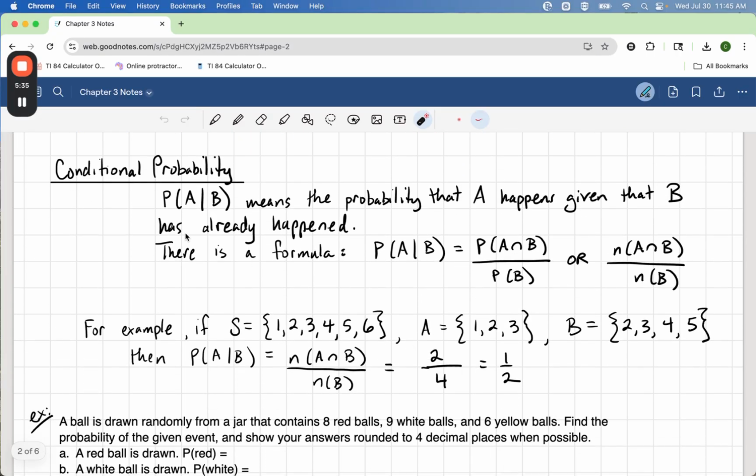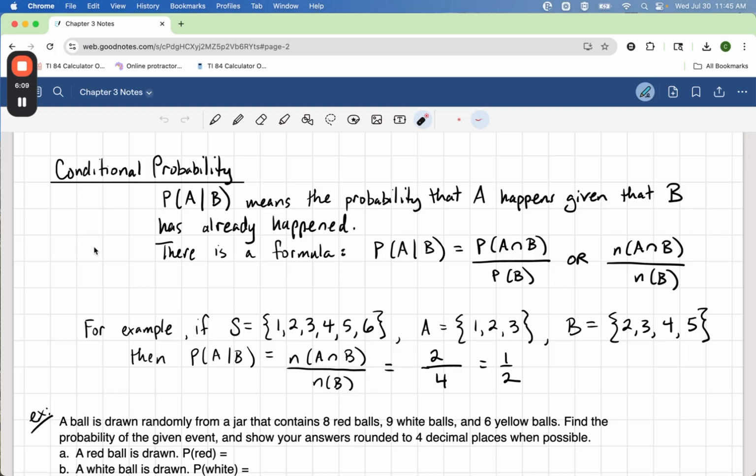That this notation, probability of A given B, written with a vertical bar, means the probability that A happens given that B has already happened. All right, so the formula, and I urge you to please use these formulas: probability of A given B is the probability that both A and B happen, divided by the probability that B happens. Or the number of ways A and B can happen over the number of ways B can happen.